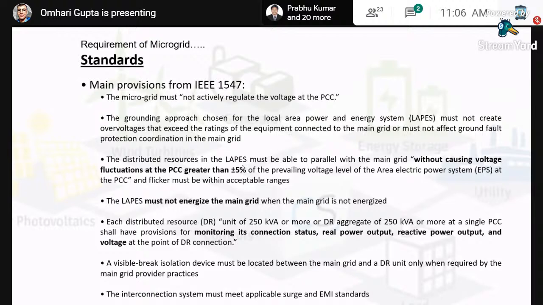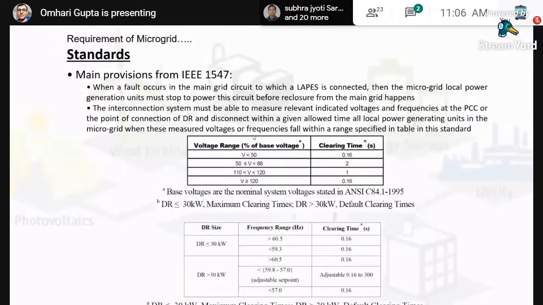A visible break isolation device must be located between the DR and the grid. Voltage at PCC should not fluctuate by more than plus minus 5%. There is some recommendation regarding clearing time, based upon the voltage level. If the voltage falls below 15% or 50% of the base voltage, the clearing time should be less than 0.16 seconds. That means immediate isolation should be there.